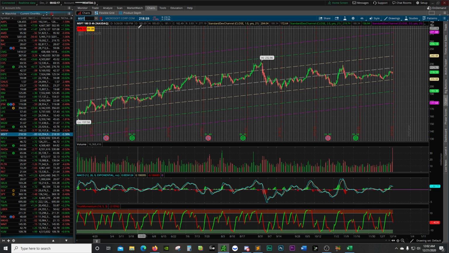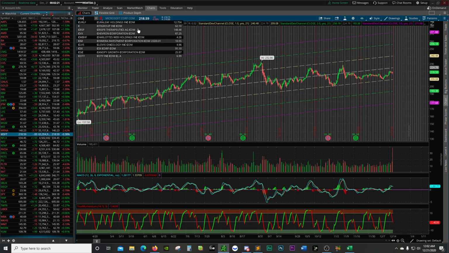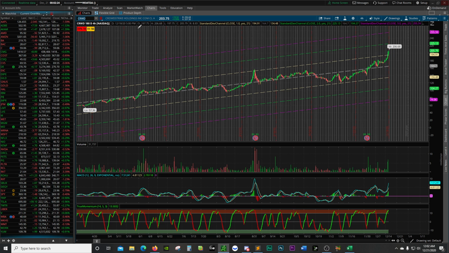CrowdStrike at the 154. What is it? CRWD. It's a cybersecurity stock, I think. 154. Let me take a look. I don't see anything at 154.